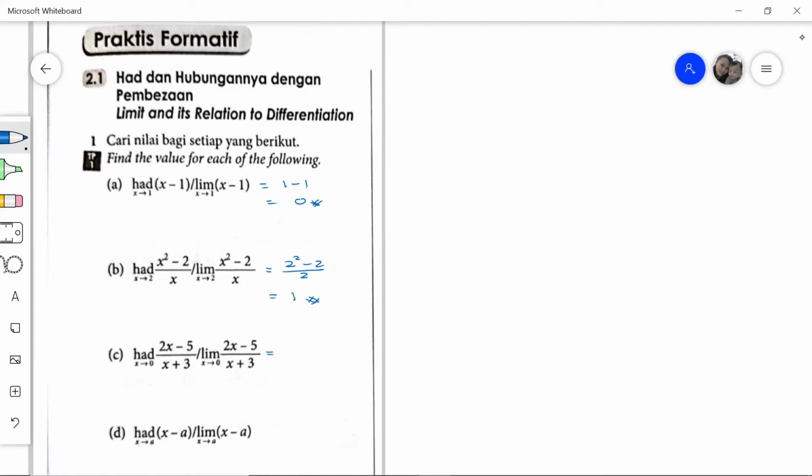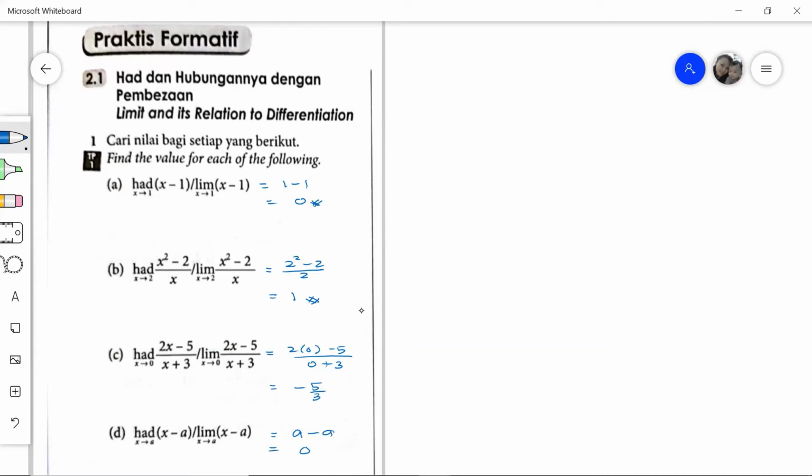Okay, as x approaches 0, we almost got 2 times 0 minus 5 over 0 plus 3. Therefore, the answer is negative 5 over 3. As x approaches a, the expression x minus a will almost approach a minus a. That is 0.